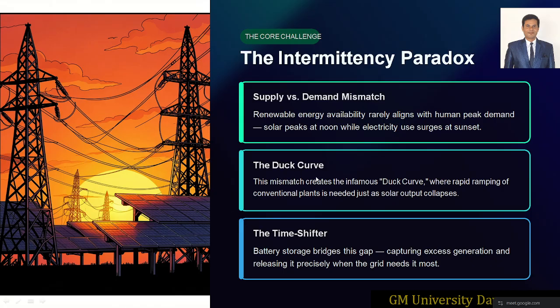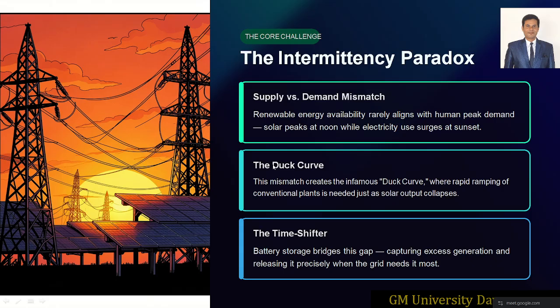The duck curve was already shown, what is a duck curve. The duck curve is nothing but a sudden rise, a sudden peak, and a sudden ramp that occurs. Okay, the rise in the ramp, so that is the rapid ramping of the conventional plants. It is needed just after the solar output collapses, isn't it?